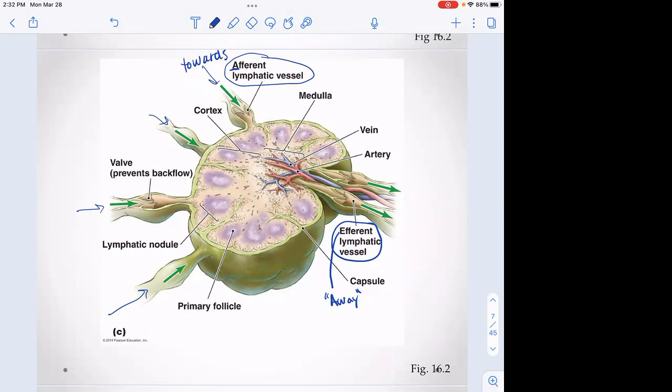Oftentimes when we're sick and we go to the doctor, they will feel our throat here to see if our lymph nodes are swelled up. Usually when our lymph nodes swell up, that's a sign of infection. More fluid traveling in the lymph because of inflammation, more cells, that just causes the lymph nodes to swell up. Okay. All right.